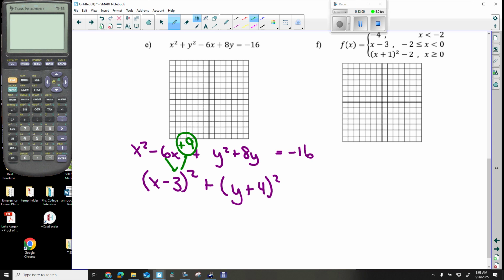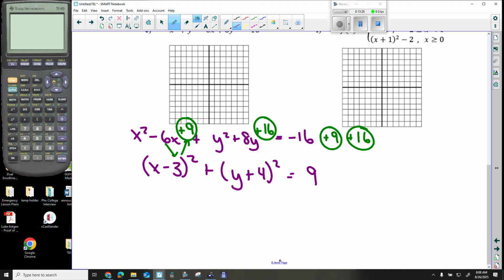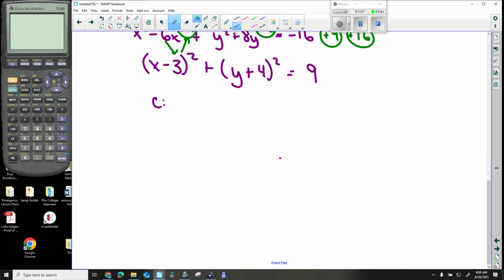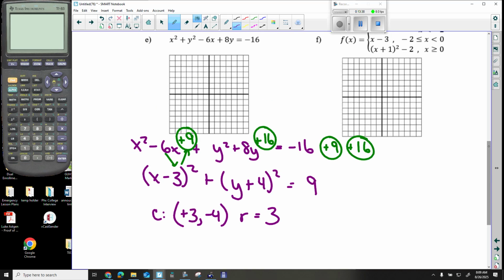So you take half squared, but you have to reverse add the half squared. So that negative 3 squared is positive 9. It's going to be positive 16 over here. All right, so again, in the previous step, whatever you do to one side, you have to do to the other. So you have to add 9 and 16. Thus, the step that I'm on, that's going to be equal to 9. All right? So that means that our center is going to be at positive 3, negative 4, with a radius of 3. So we're going to be at 3, negative 4, with a radius of 3.